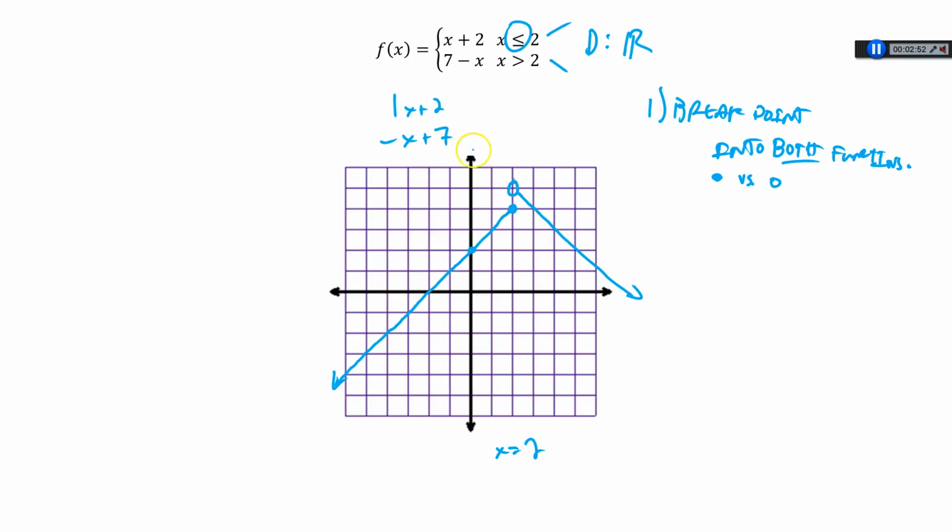Notice it never hits 7. Some people really have trouble with that. They're like, why doesn't it hit the y-intercept? Well, the answer is because it never gets there. It's only good beyond 2, so it never hits that point.